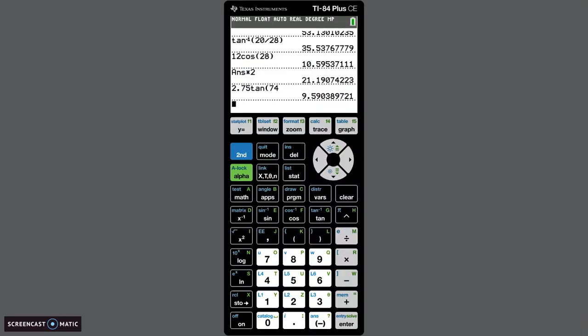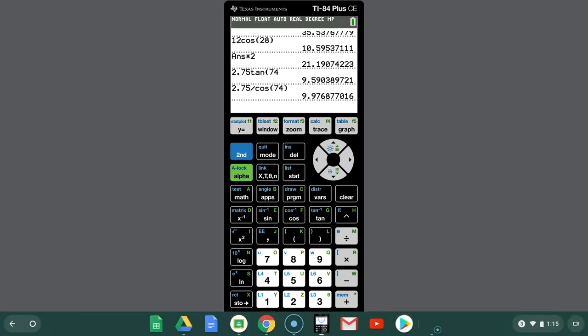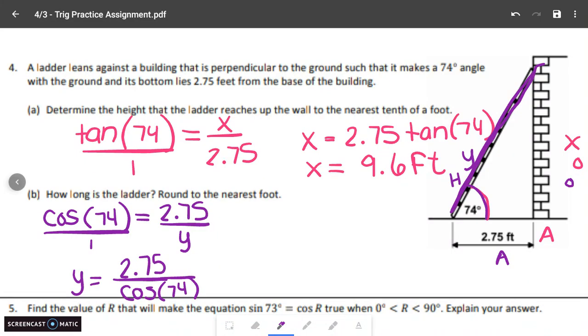We plug into the calculator. And in this case, because we want to round, we just want to double check where we're rounding to the nearest foot, it's going to be 10 feet.